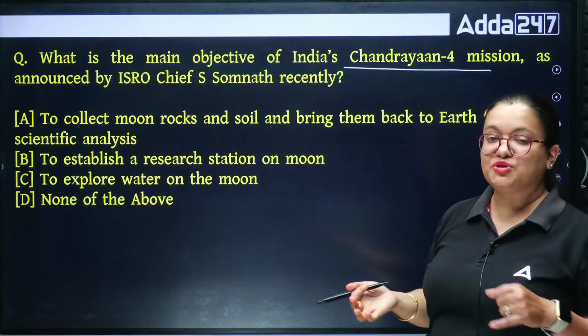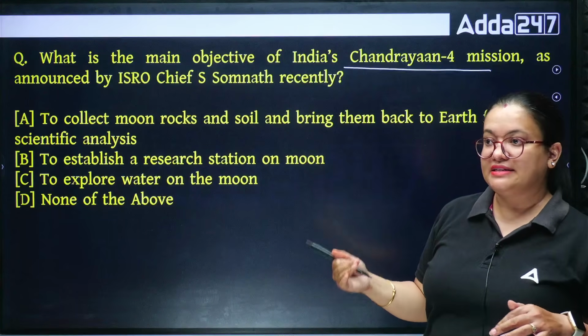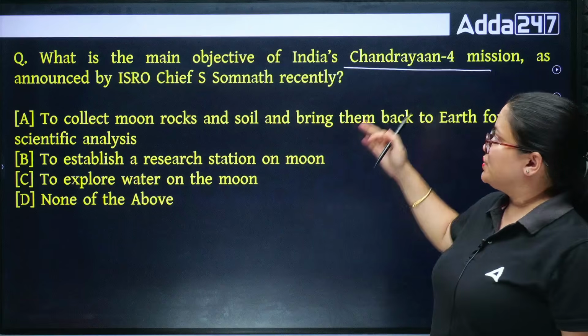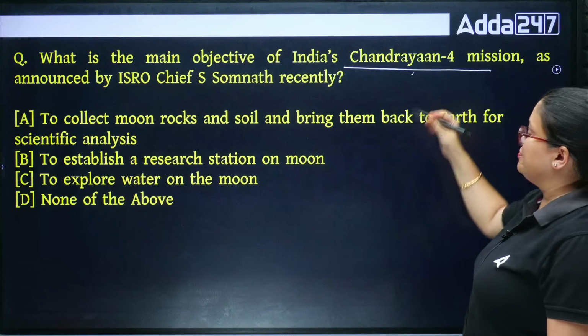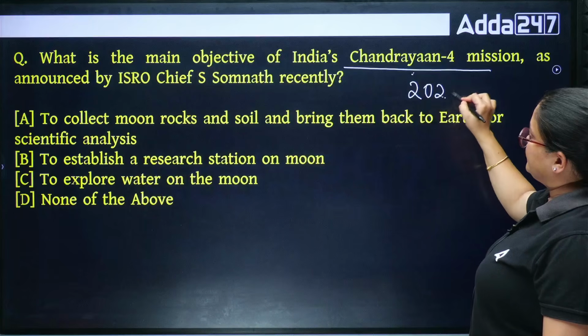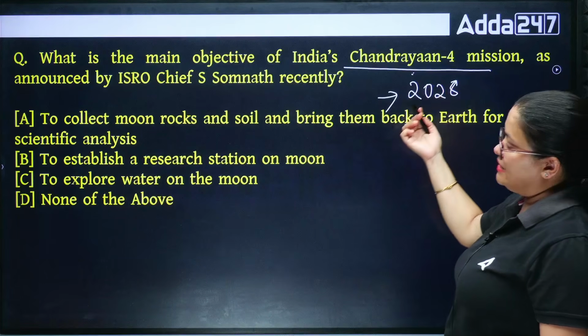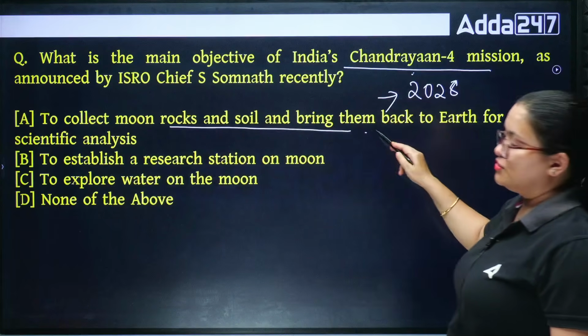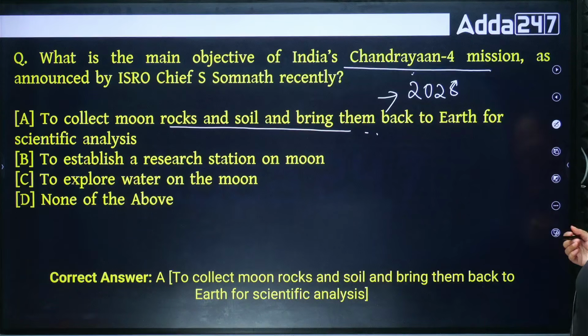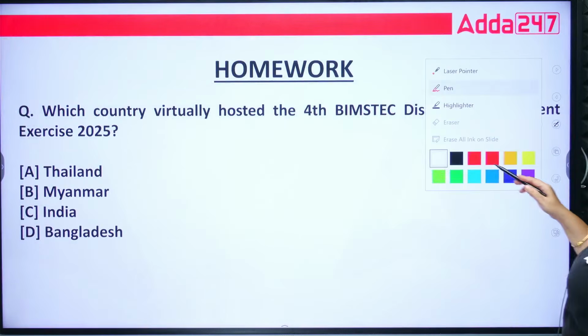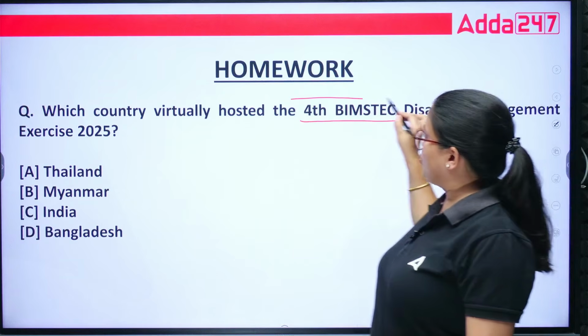Chandrayaan-3 was very successful, and it was a mission to the moon. For that reason, our next mission will be Chandrayaan-4. This will be carried out by the year 2028, and the main objective is to collect rock and moon samples from there and bring them back to Earth for scientific analysis. Okay, so this is a homework question. Do give your answer in the comment section.